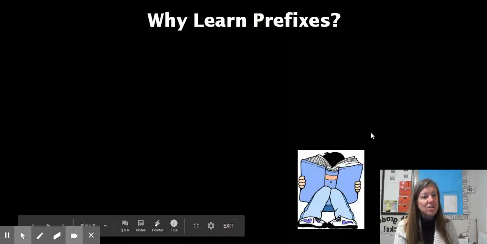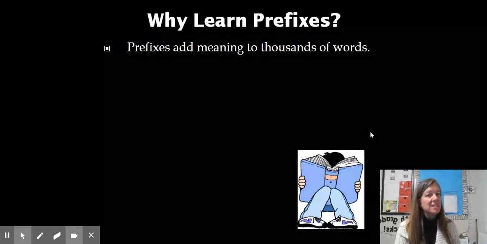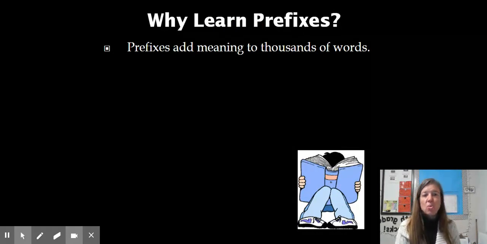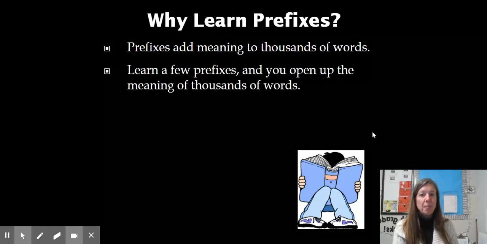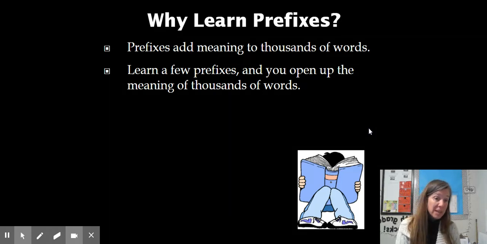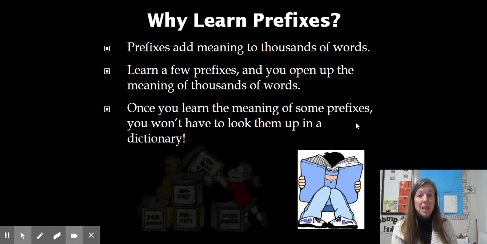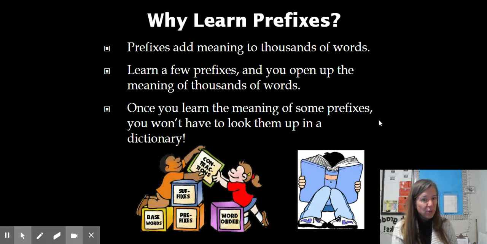All right, why learn prefixes? Prefixes add meaning to thousands of words. Learn a few prefixes and you open up the meaning of thousands of words. So it kind of piques your interest and expands your vocabulary bank. And once you learn the meaning of some prefixes, you won't have to look them up in a dictionary. So it's all about working smarter, not harder.